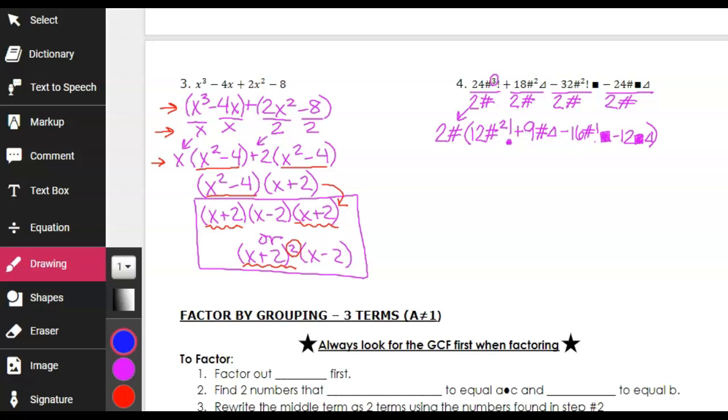So I still have 2 pounds sitting out to the side, applied to everything, but now I need to make my 2 groups. So 12 pound squared exclamation mark plus 9 pound triangle. There is a subtraction sign here, so I need to add a negative 16 pound exclamation mark square minus 12 square triangle.